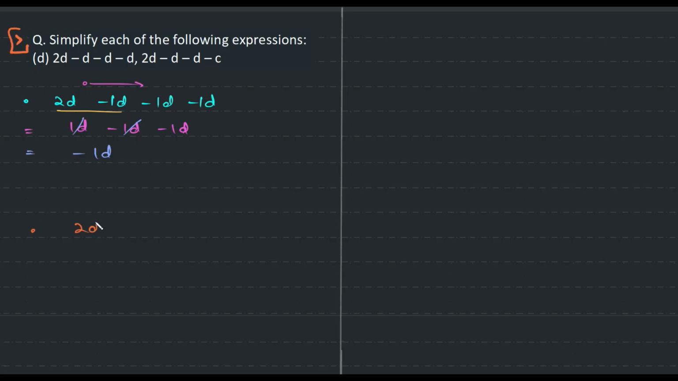Next, we have 2d minus d minus d minus c. So we'll just write 1. So here too, we will use BODMAS. So first, operate on the subtraction that we have over here. So we have 1d minus 1d minus 1c.